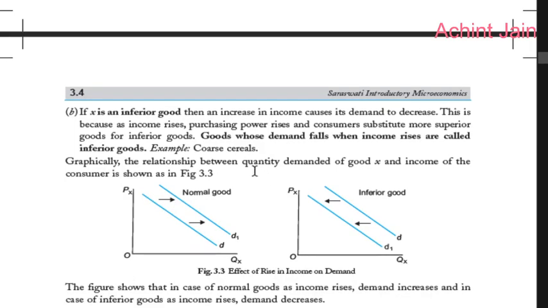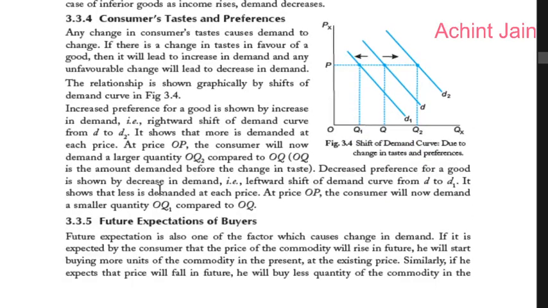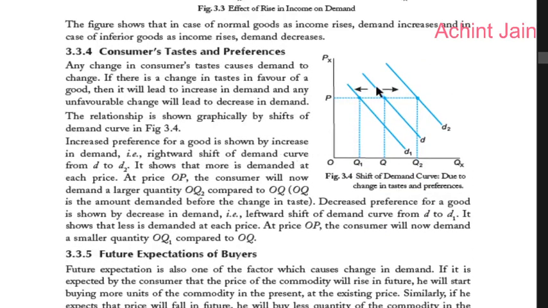Then the relation between the quantity demanded of good X and the income of the consumer is shown in the figure. You will see that in normal goods, when income rises, demand will increase, but in inferior goods, when income rises, demand will decrease. The next one is consumer taste and preference. That is very normal. If you like some products, then your demand will increase. If you dislike some product, then your demand will decrease.